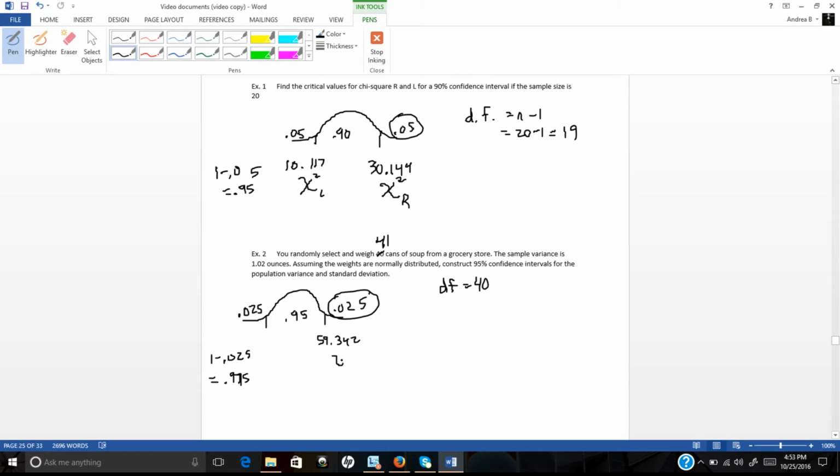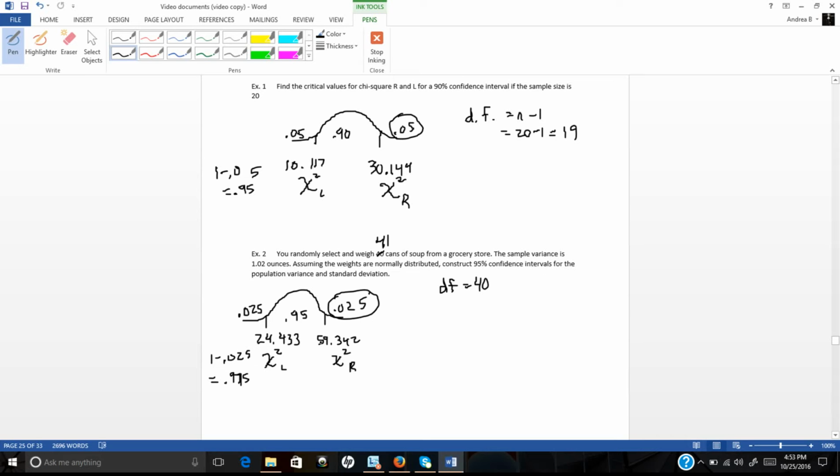So remember, this is chi-squared R here. To get the chi-squared L, we now have to look at the 0.975 column, go down to degrees of freedom of 40, and see where those intersect. So in that case, we get 24.433. Just like before, use all the digits that it gives you in the table. No need to round those. And that would be our chi-squared L. So that's in terms of the critical values first of all.